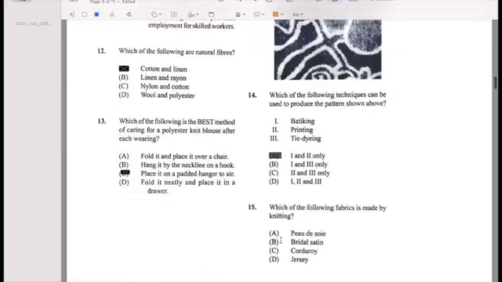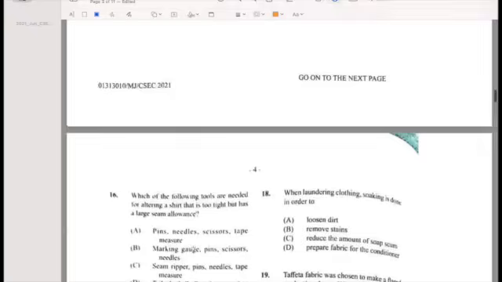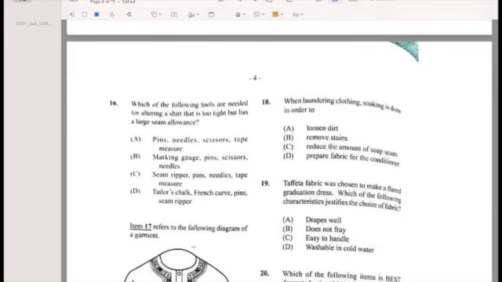Yeah, very good. So number 15, which of the following fabrics is made from knitting? That's D, jersey. All right, so let's go to number 16. We are almost there, or we're in the middle.